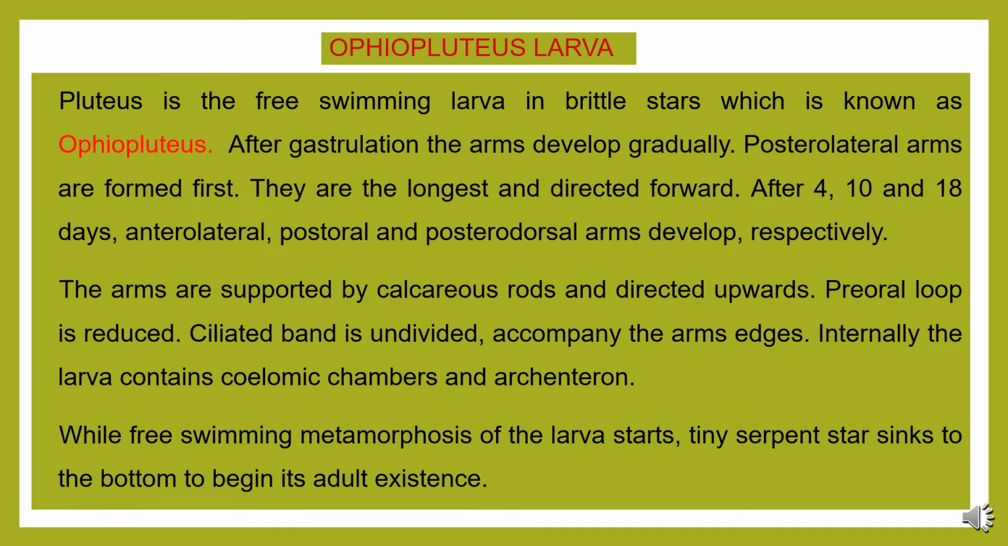The arms are supported by calcareous rods and directed upwards. The prioral loop is reduced, and the ciliated band is undivided and accompanies the arm edges. Internally, the larva contains coelomic chambers and archenteron. While free-swimming, metamorphosis of the larva starts, and the tiny serpent star sinks to the bottom to begin its adult existence.